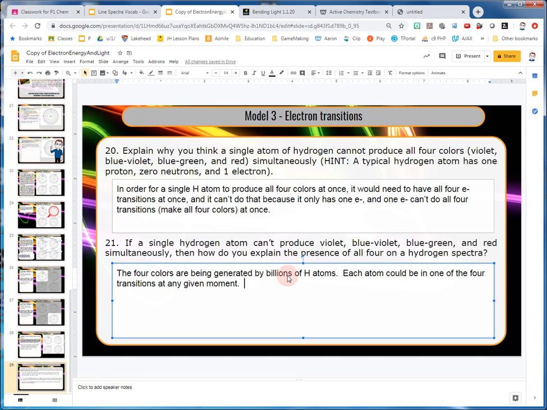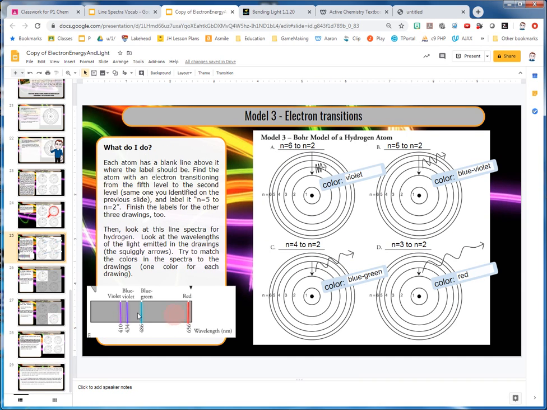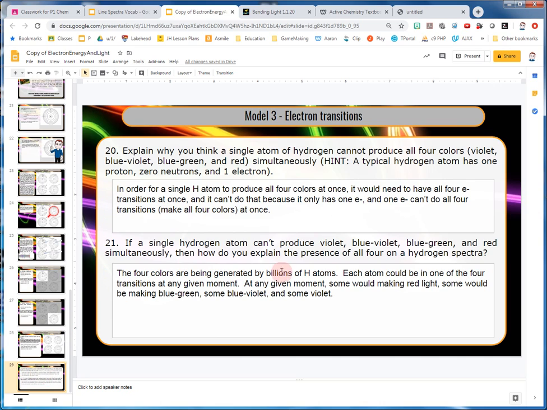And if you wanted to even be more specific, you could say at any given moment, some would be making red light, some would be making blue-green, some blue-violet, and some violet. Was that our four colors? Yeah, red, blue-green, blue-violet, violet. Okay. So there you go.